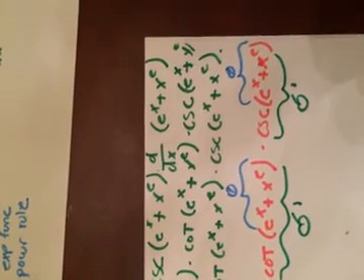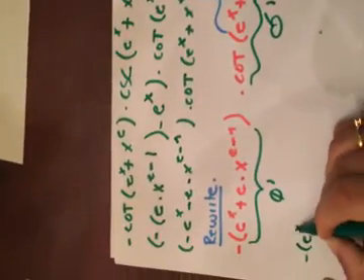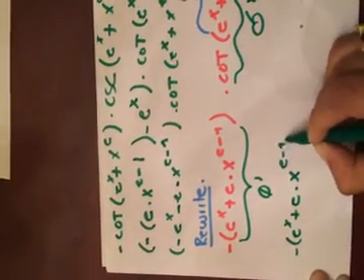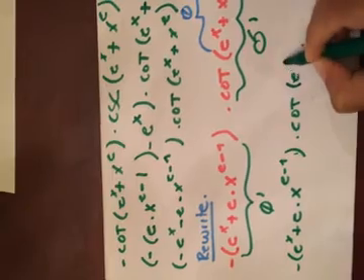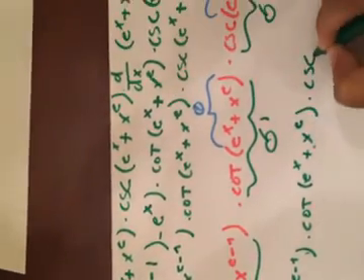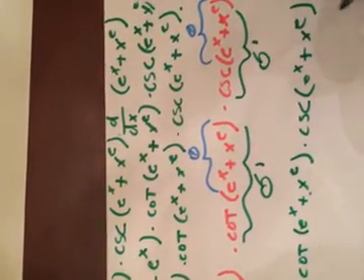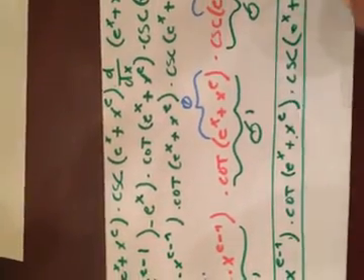So at the end, we got the answer. It is e to the x power plus e times x to the e minus 1 power, times cotangent of e to the x power plus x to the e power, times cosecant of e to the x power plus x to the e power. And we got this answer right here.